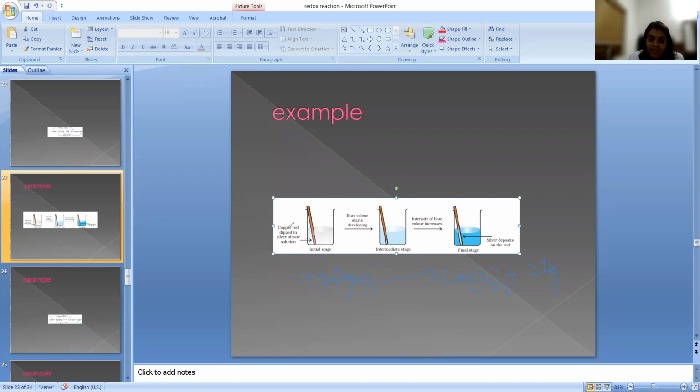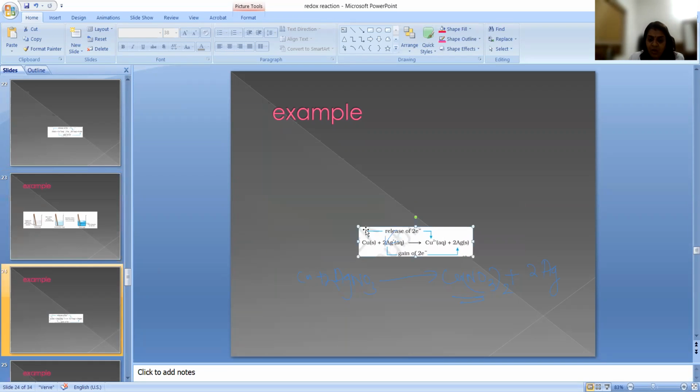So here what is happening? If you are putting copper in silver nitrate solution, the copper will displace the silver and copper nitrate will form. So the color will reappear here. See, it was colorless, and because of the formation of copper nitrate, it becomes blue at the end. And what will happen to this copper rod? The copper rod becomes silvery in color because silver is going to deposit on the copper rod. So that reaction also we can see how the reaction is taking place.